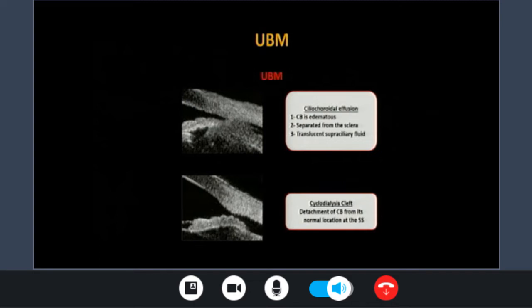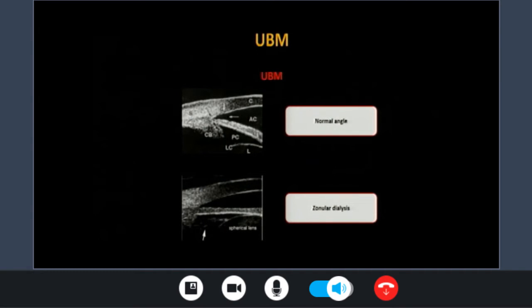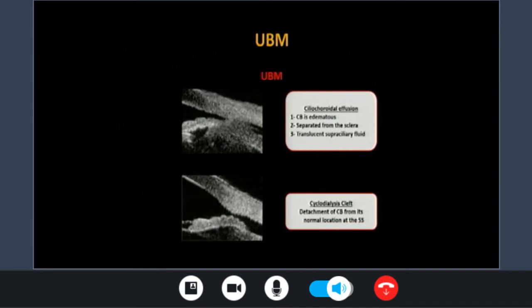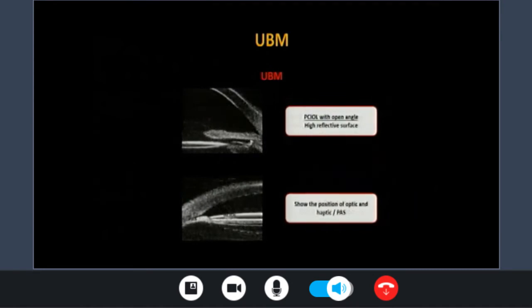Again, look at the normal UBM here, and look at the UBM here. So you are not supposed to have a supraciliary space which is empty like this. You are supposed to have the ciliary body attached to the sclera. So that's the ciliary body attached to the sclera, and that's the separation between the ciliary body and the sclera because of the presence of supraciliary fluid.